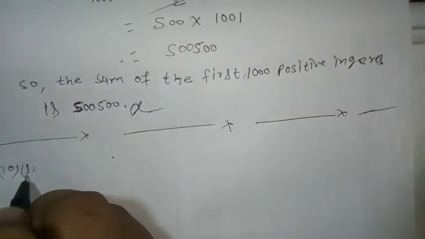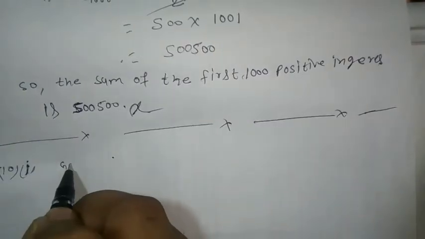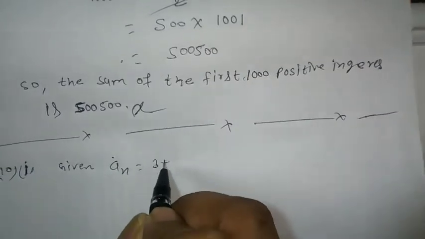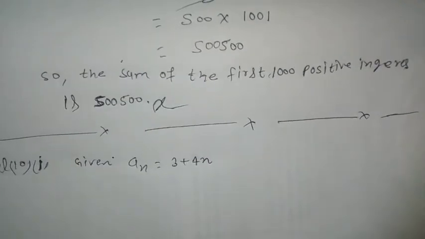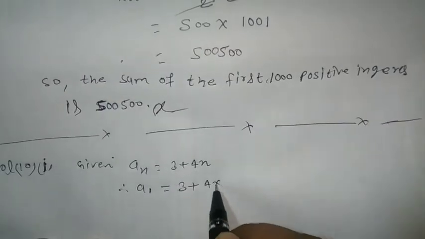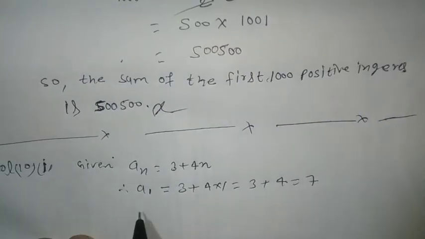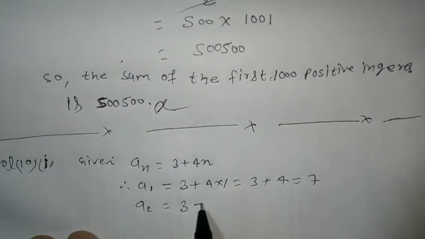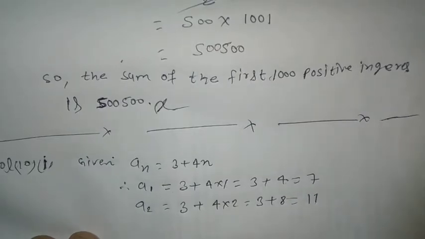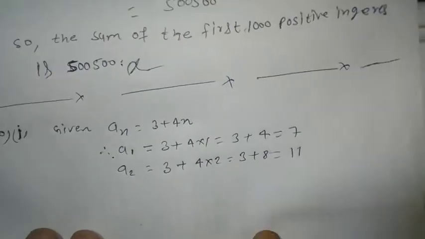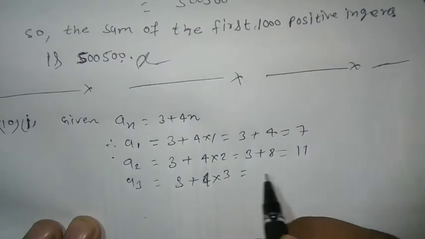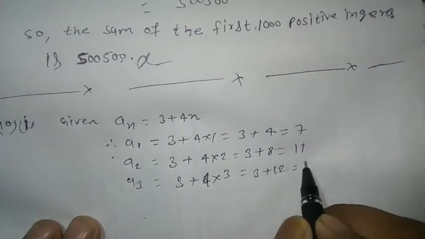Solution 10.1. Given an is equal to 3 plus 4n, therefore a1 is equal to 3 plus 4 into 1, is equal to 3 plus 4, is equal to 7. a2 is equal to 3 plus 4 into 2, is equal to 3 plus 8, is equal to 11. a3 is equal to 3 plus 4 into 3, is equal to 3 plus 12, is equal to 15.